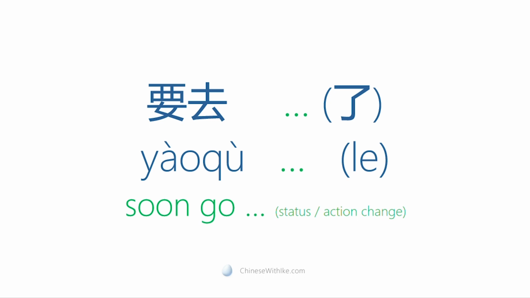Here, 要 actually means soon. It's very soon. And 了 in the end means the action or the status is going to be changed. But when you ask a question, usually you don't put 了 in the end.